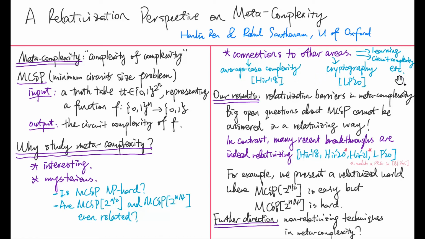Third, meta-complexity is connected to many other areas of complexity theory, including average-case complexity, cryptography, and many other areas. Indeed, many recent breakthroughs in these areas use the connections to meta-complexity.